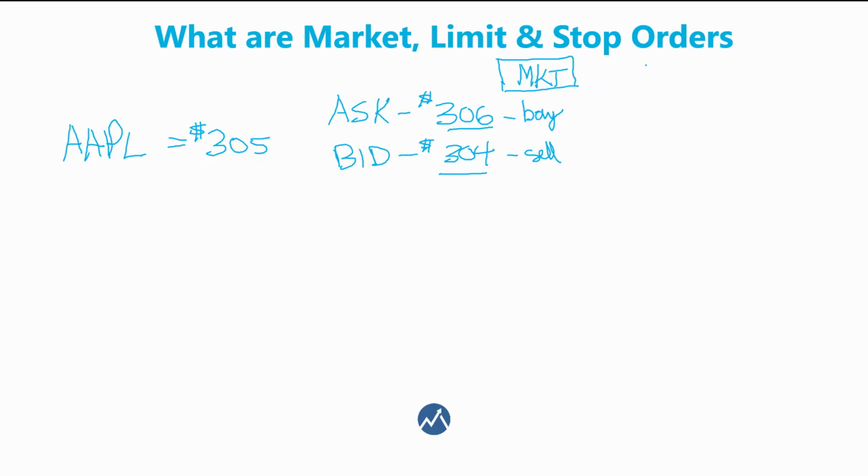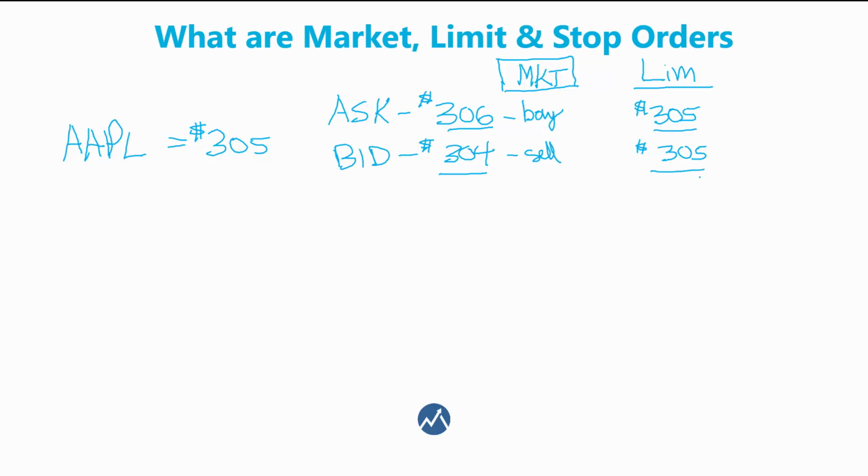Now, if you say, well, I want to have a little bit more control over the price that I get filled on, so I'm going to input a limit order. With a limit order, you are going to define the price yourself that you're willing to pay to accumulate the Apple shares. You might say, look, I will pay $305 or less to take those Apple shares, or the minimum I'm willing to get when I sell these shares is $305.